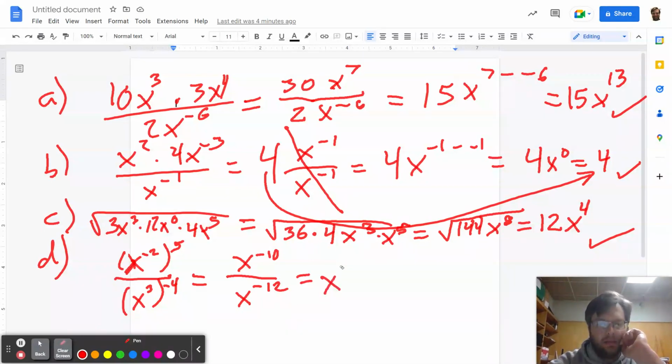And then I have division, so like I've talked about a few times, we go top power minus bottom power. Double negative becomes a positive, so we have x to the second power.